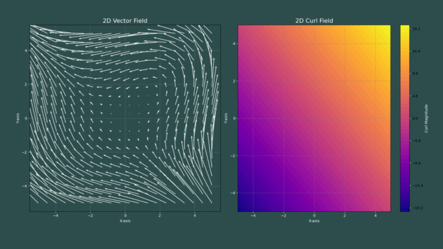Take a closer look at the bottom left corner of the field. This region exhibits a strong negative curl, where the field rotates clockwise. Conversely, in the top right corner, you'll notice a strong positive curl, where the field rotates counterclockwise. These patterns align with the flow directions in the vector field, demonstrating how the curl quantifies the rotational intensity of the field at each point.